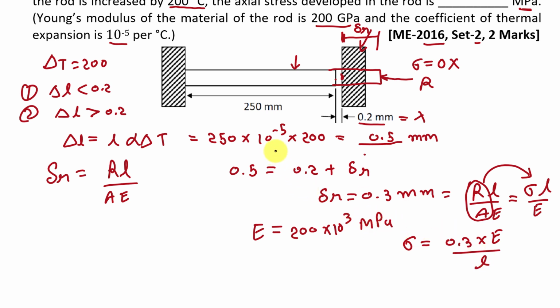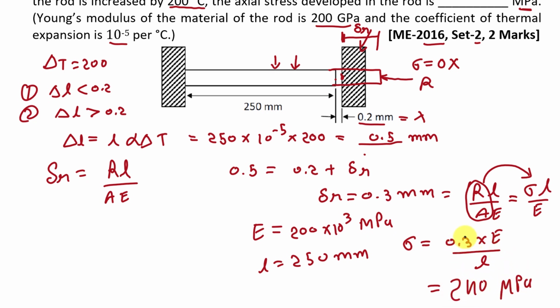And length is given as 250 mm, right? So it will be 250 mm. Now if you will put this value E and L in this expression, then you will get value of stress. And this value of stress will be stress in this rod, right? Finally, if you will calculate this stress, then it will be 240 megapascal.